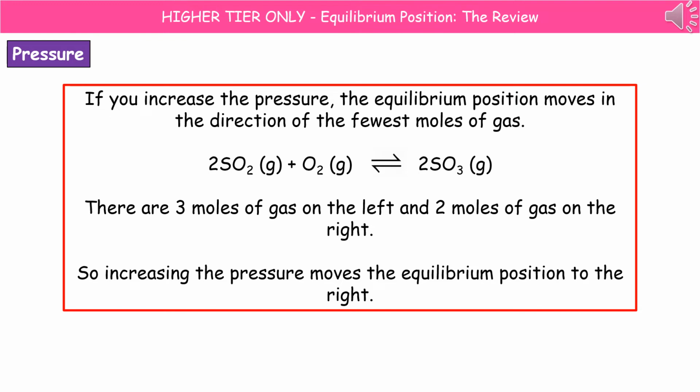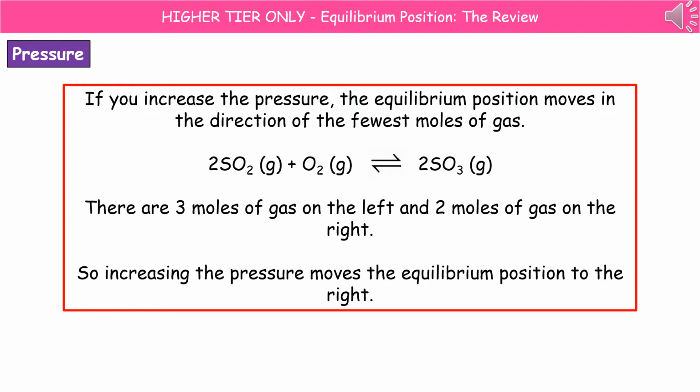So this is where you look at your balanced symbol equation and look at the state symbols. The only bit we're focusing on are the gases, so the ones with the G in brackets. In the example I've given you here, everything is a gas. So we can see on the left, we've got 2 moles of sulfur dioxide and 1 mole of oxygen. So 3 moles of gas on the left and 2 moles on the right.